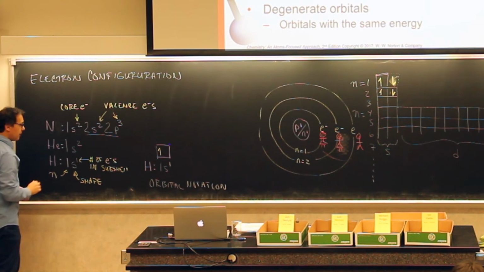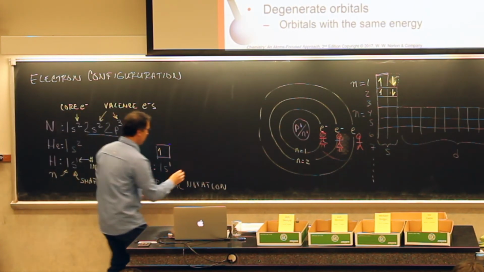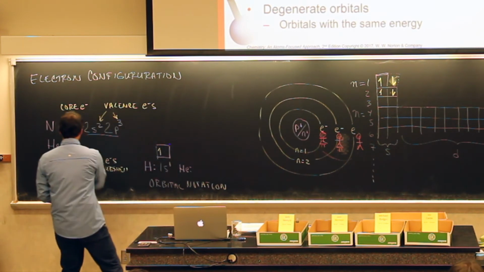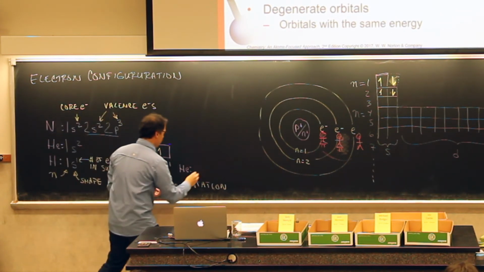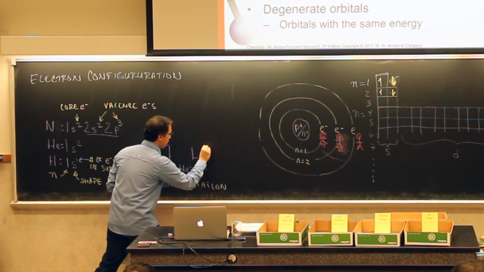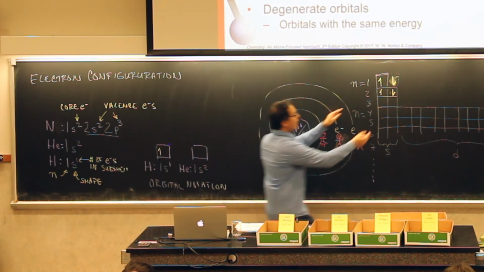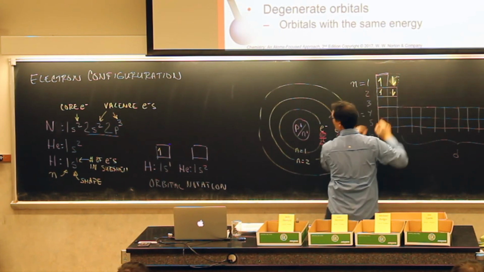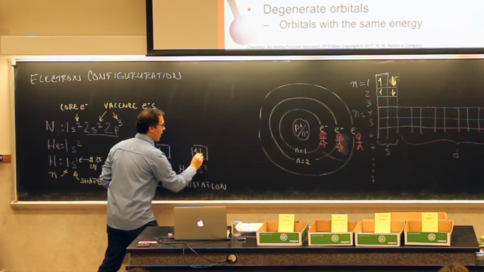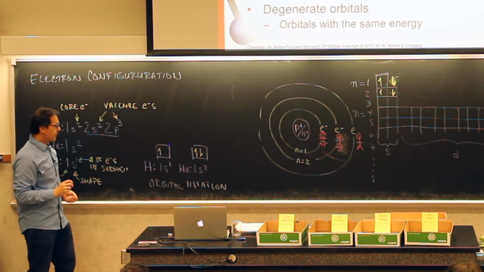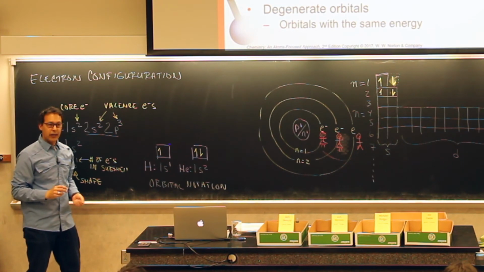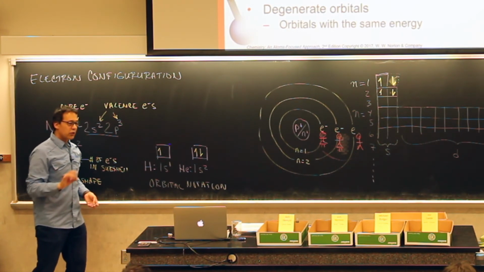Now if I do helium, this is going to be 1s2, right? So I'm going to draw my box. It's still just one box, and I'm going to put my 2 electrons in there, and they will have opposite spins. So there's my orbital notation for helium. And you're like, okay, I got this. It's not so bad. It gets a little tricky now.